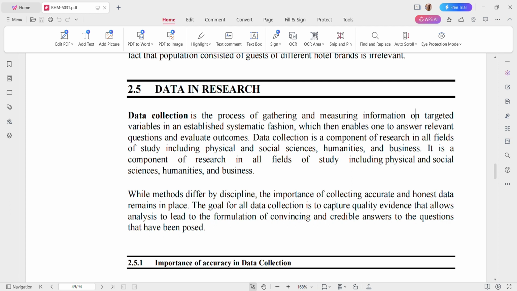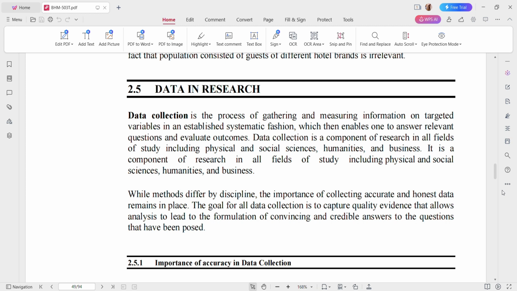It is a component of research in all fields of study, which includes physical, social sciences, humanities, and business. Now, I'd like you to focus on this, that while methods differ by discipline, the importance of collecting accurate and honest data remains in place. So regardless of the disciplines you are in, when you conduct research, the purpose and the intention is still the same, and that is to get accurate, honest data that would help interpret the result.